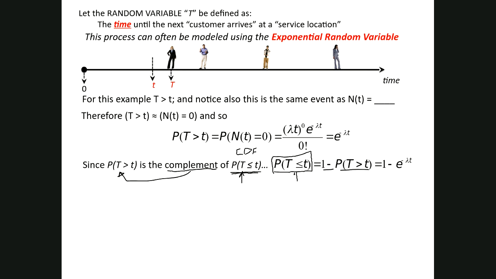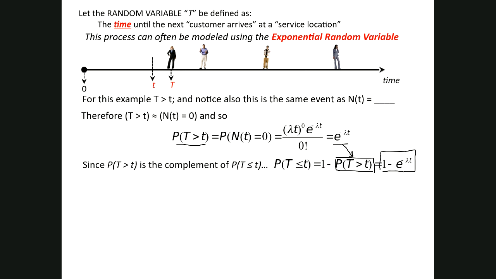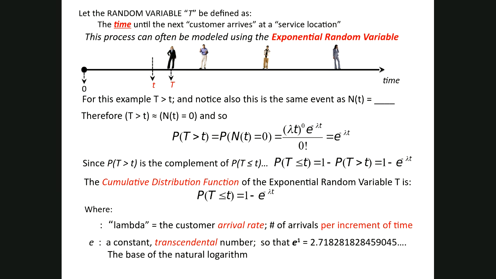And we already know that from our previous work that this value, which is the same as here, is this value. And so what we do is we substitute this into this equation for this term, and we come out to 1 minus e to the minus lambda t, which is the probability that the next customer arrives before time t. Okay, and so therefore that cumulative distribution function is that value.